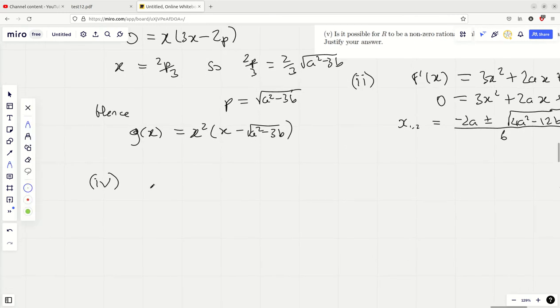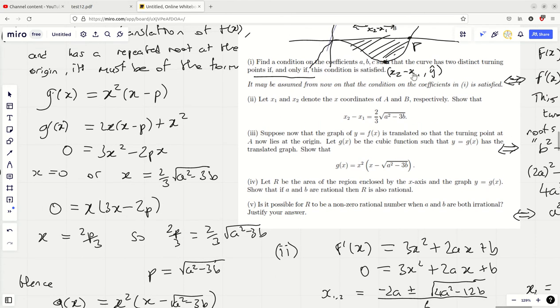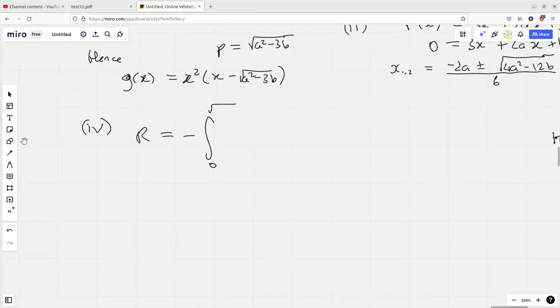Well, remember R is an area, so it's going to be the negative of integrating from 0 up to, now let's get right here, we now know what p is. It's root a squared minus 3b. I've put a minus sign outside because this should turn out to be negative, because the area is underneath the x-axis. So if I put a minus there, this is now a positive area. And I need to integrate x squared times x minus p. Cool. So that's what I'm going to do.